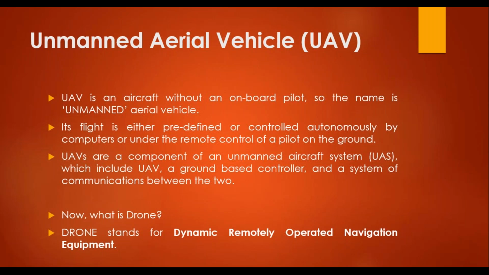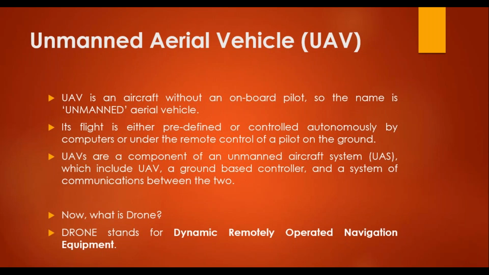Okay, so what is the UAV? UAV is an aircraft without an onboard pilot, so the name is unmanned aerial vehicle because it's an automated system. We have the aerial system which doesn't have any pilot. That's why we named it a UAV, unmanned aerial vehicle. Its flight is either predefined or controlled autonomously by computers or under the remote control of a pilot on the ground.